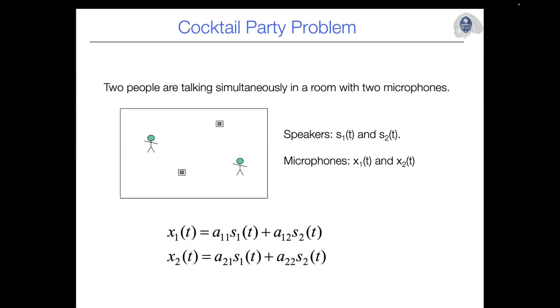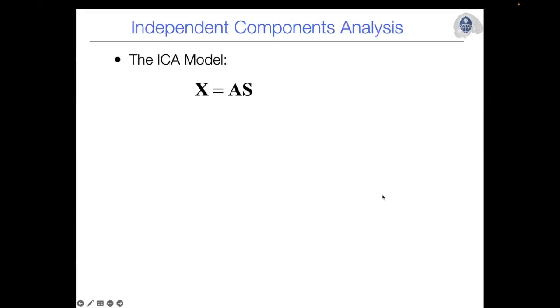And so in general, if you know what these A11, A12, A21, A22 are, then this is sort of a rather trivial problem. You just have that X is equal to A times S. And if you know X and you know A, you can solve for S. It's two equations, two unknowns. It's not a big deal, right?